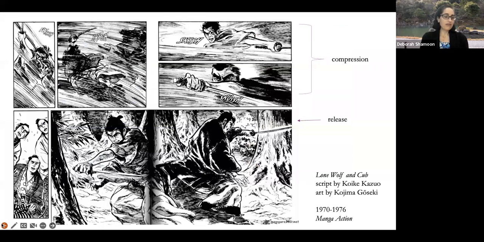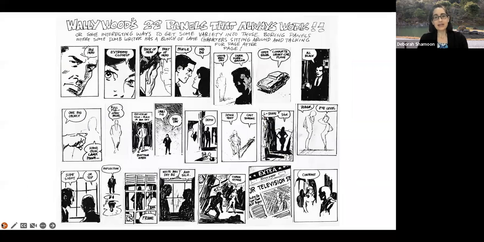Okay, so moving on to think more specifically about visual narrative in comics, let's look at Wally Wood's 22 panels that always work. Wally Wood was a prolific and influential comics artist in the US in the 1950s and 60s, and among other places, he worked at Marvel, EC, and Mad Magazine. So this slide is a list of ways to create visual interest in panels without action. This list was circulated informally among comics artists in the 1960s.